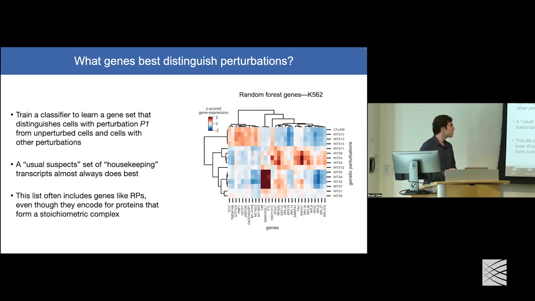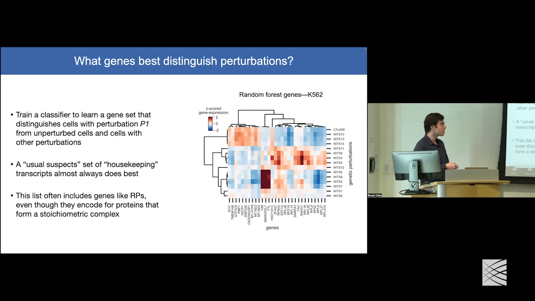And something surprising is that there's the usual suspect list of so-called housekeeping transcripts that almost always do a great job of distinguishing cells based on which perturbation they have. And this is really surprising because these housekeeping genes are like the controls in qPCR experiments. These are the things that are supposed to not change across perturbations. Yet they're doing an excellent job of classifying cells between perturbations.